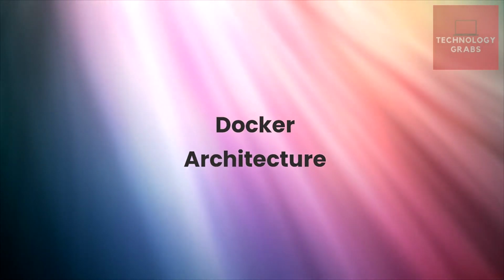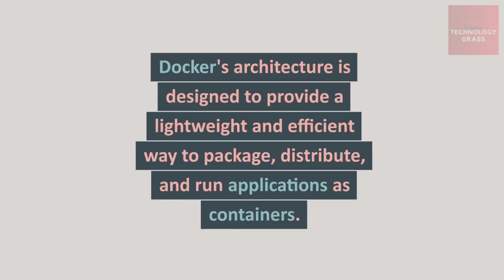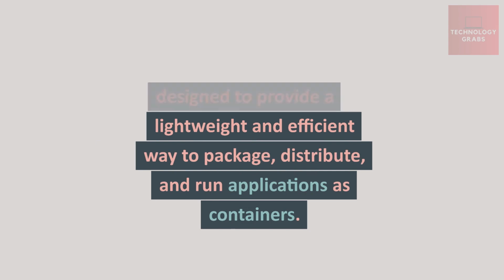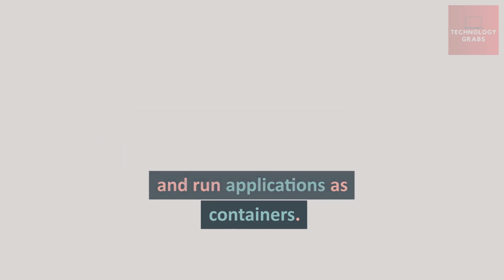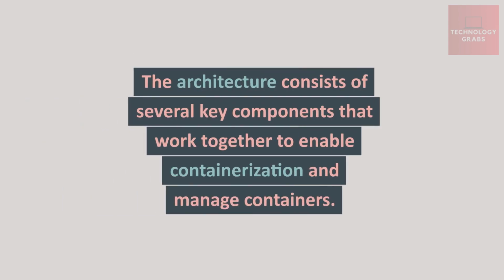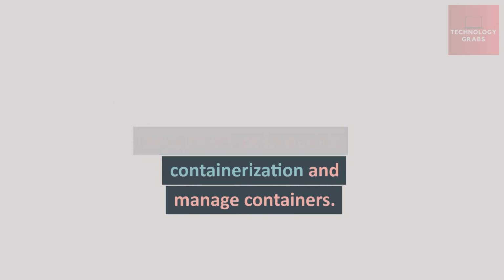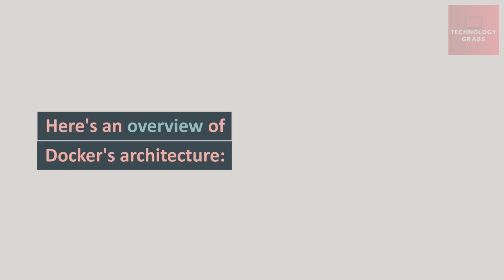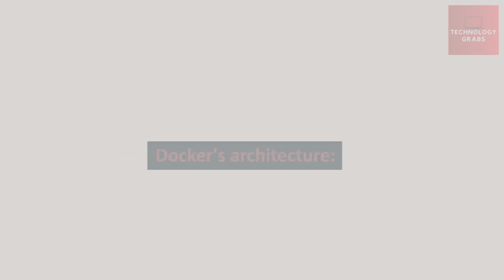Docker architecture. Docker's architecture is designed to provide a lightweight and efficient way to package, distribute, and run applications as containers. The architecture consists of several key components that work together to enable containerization and manage containers. Here's an overview of Docker's architecture.